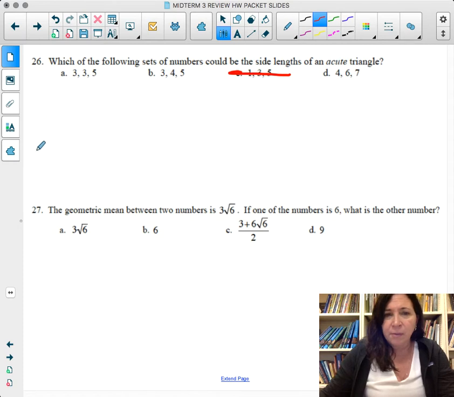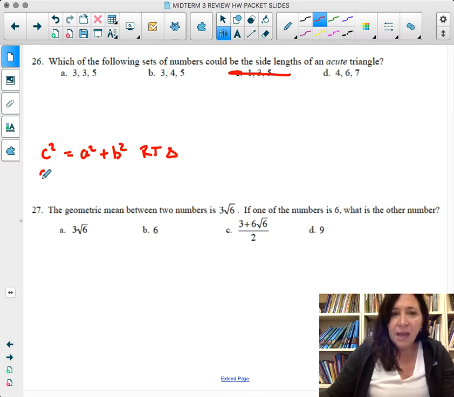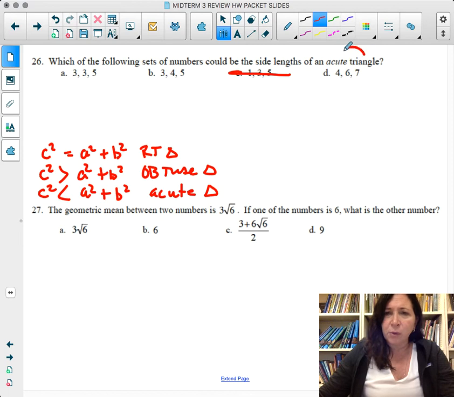Now, what you need to remember here is that the longest side squared is equal to the sum of the other two sides squared. That's a right triangle. If you have the largest side squared greater than the sum of the other two sides squared, that's an obtuse triangle. And if you have the largest side squared and it's less than the sum of the other two sides squared, then it's an acute triangle. And that's what they're looking for, which one of these is an acute triangle. So let's work this out.